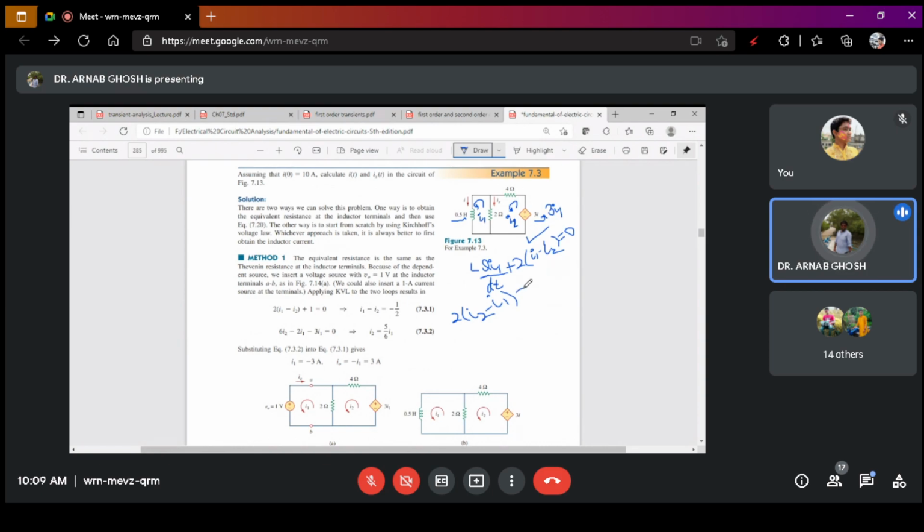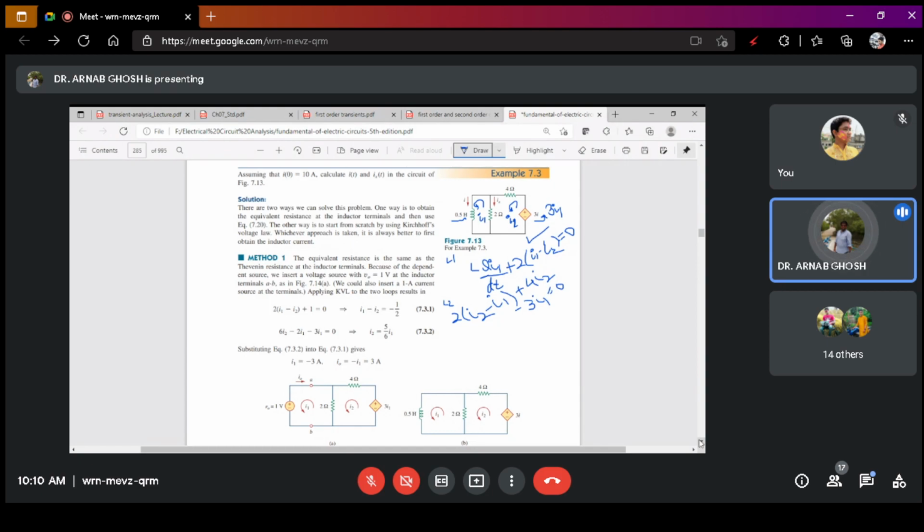So this expression becomes 2 in brackets (I2 minus I1), plus 4I2, minus 3I1. This is equal to 0. See if this is clear to you or not. This is for loop 2. This is for loop 1. This is for loop 2. Okay. 2 into (I2 minus I1) plus 4I2 minus 3I1 will be equal to 0.